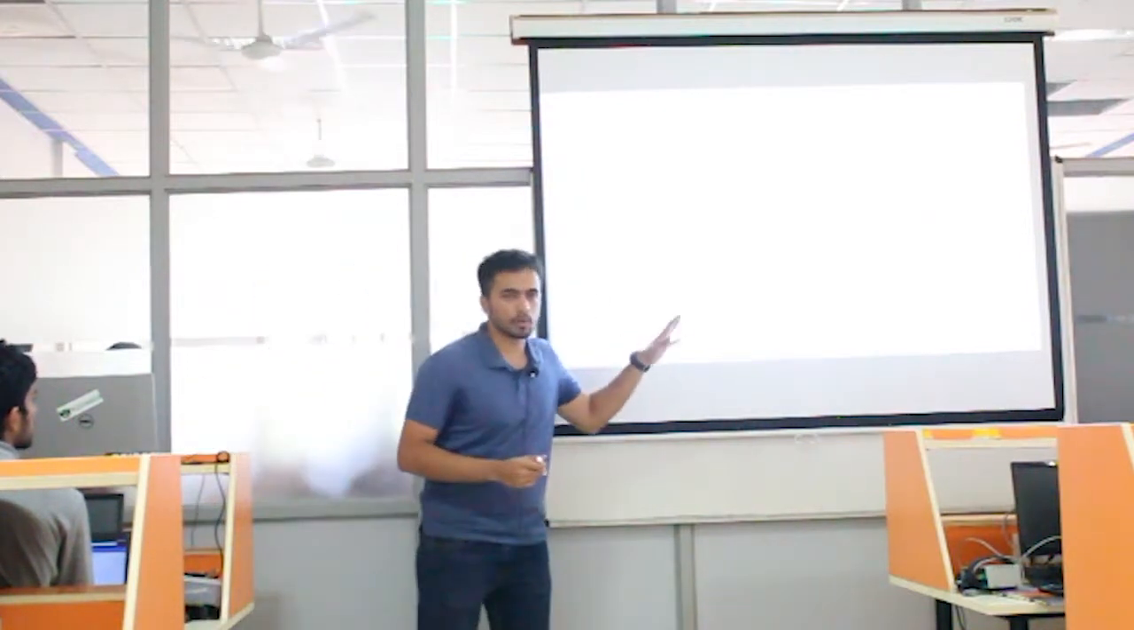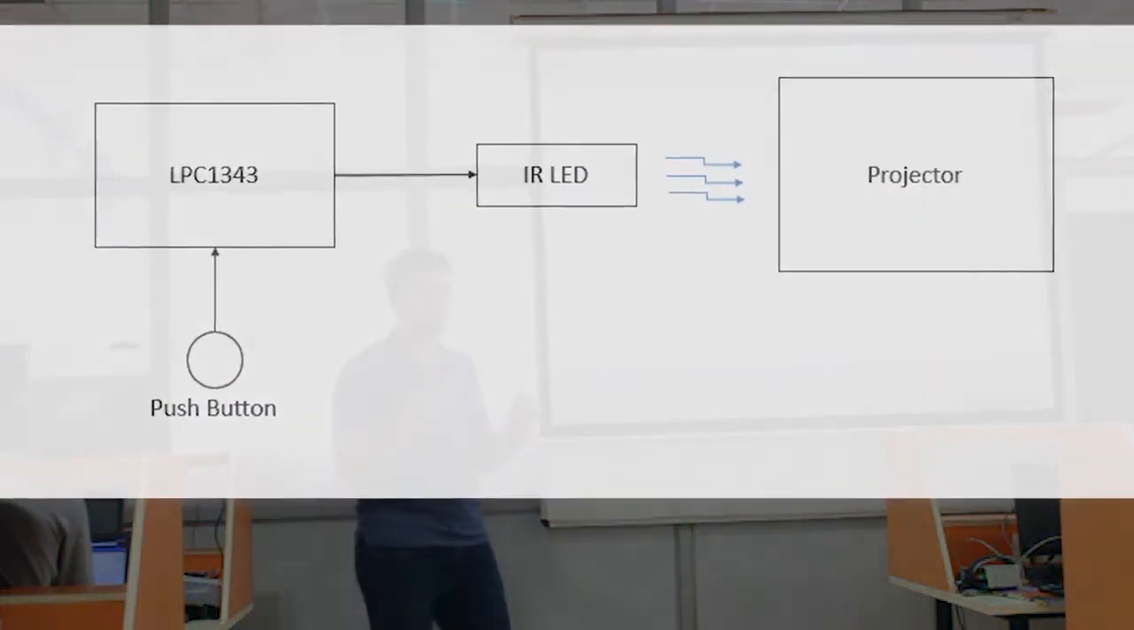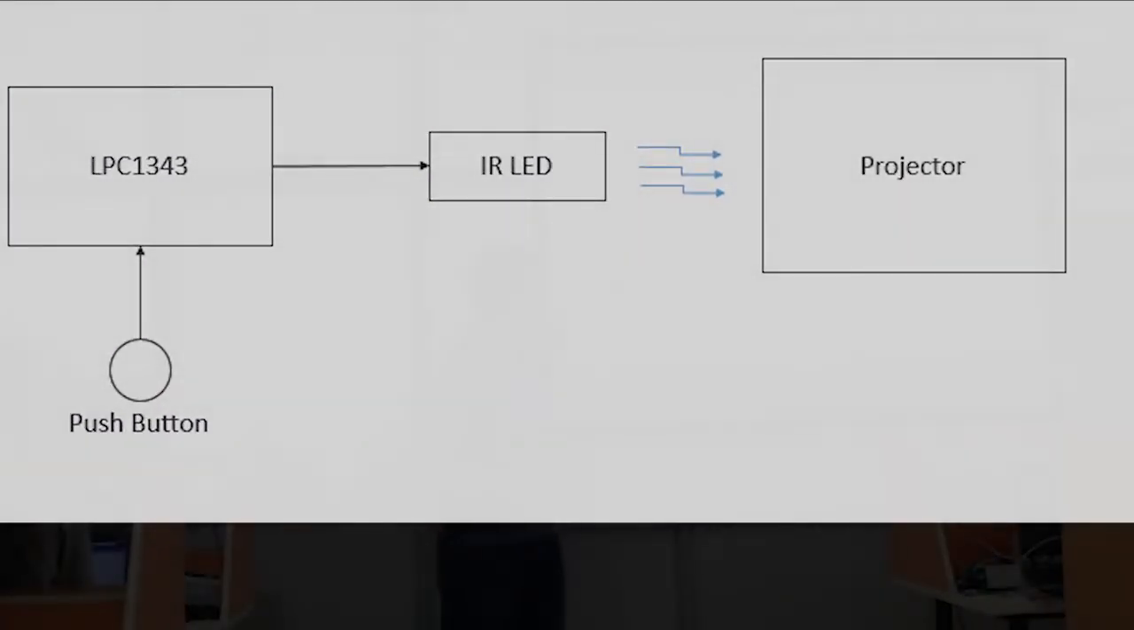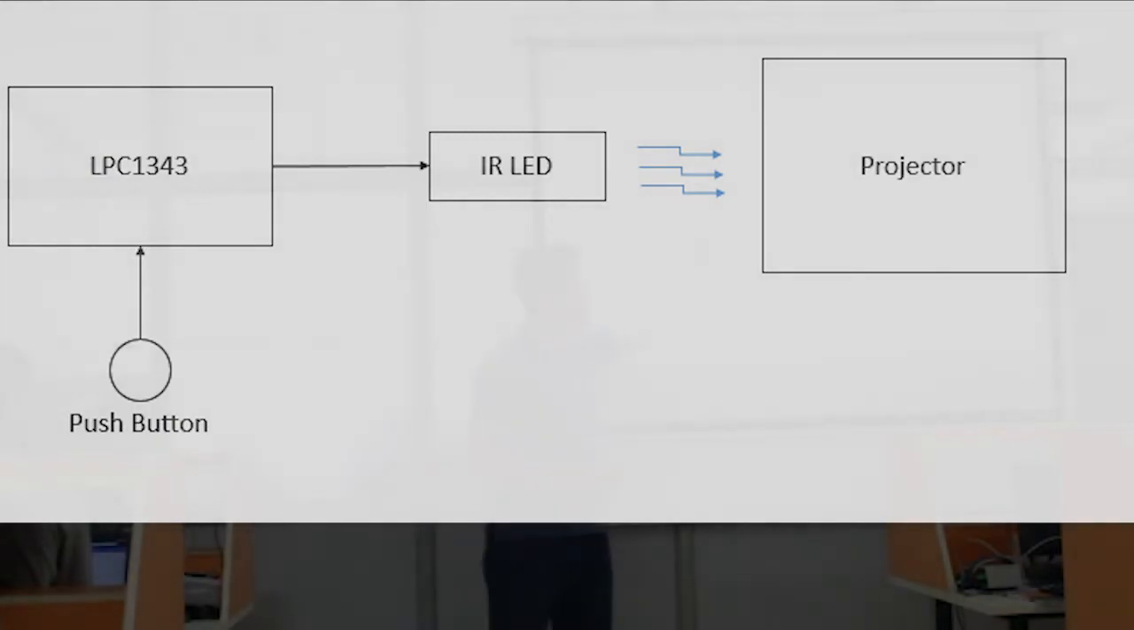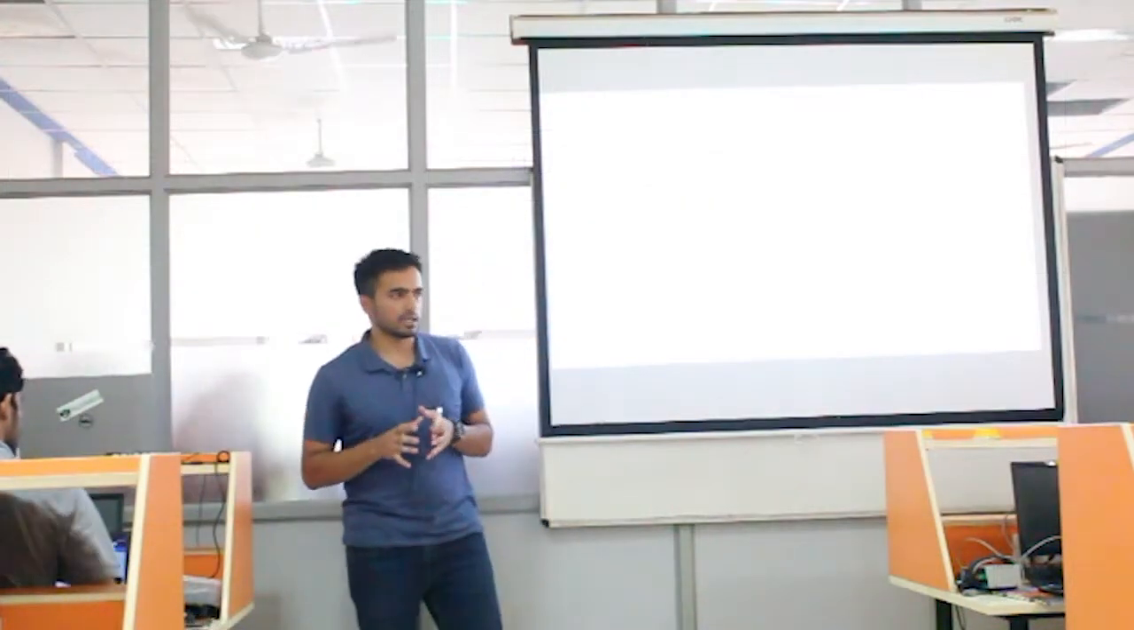Here is a basic block diagram of what we are going to do. There's going to be a push button, which will act as your power button, which will communicate with the 1343, which will trigger an IR LED, and which will send the code to the projector. So how does IR work?